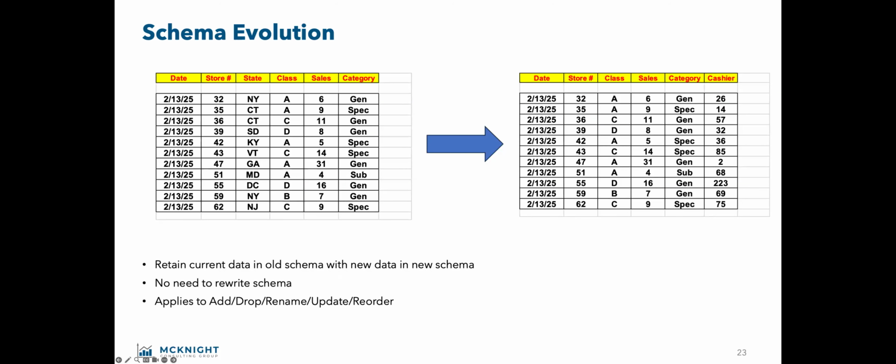Schema evolution. Now, in the schema left to right here, I dropped the column state. Don't need that anymore. I added the column cashier. Okay, that's okay.